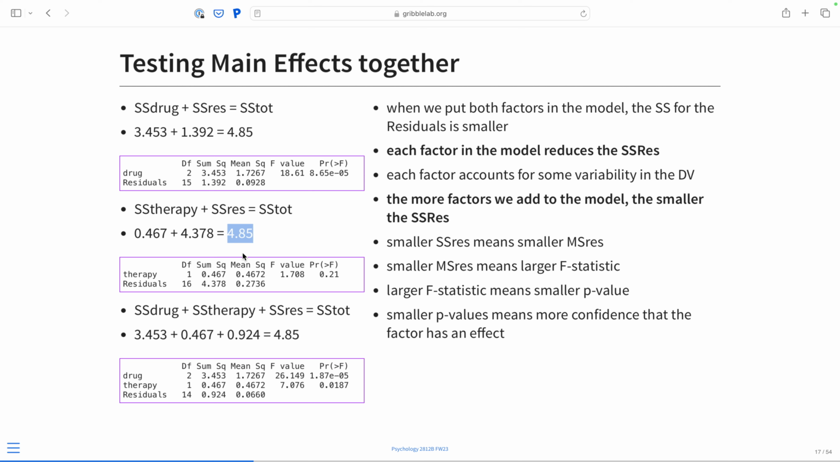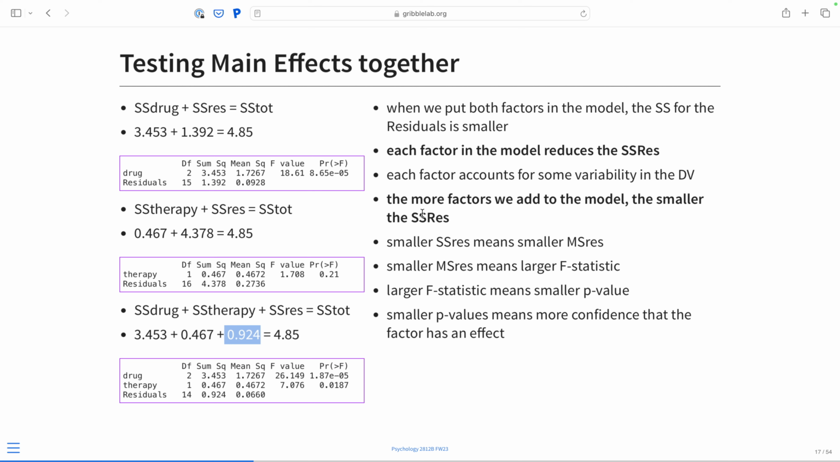That's the total. In the model with both main effects in it, we still get the same total sum of squares, 4.85. That's because we have the sum of squares due to drug, the sum of squares due to therapy, and then the leftover, 0.924. So you can see if we had a third factor to put in there, that would get subtracted from here. The sum of squares residuals would get split into sum of squares due to a new factor and then the leftover. The total would be the same, but the error term would become smaller. We'd take a bite out of the error term.